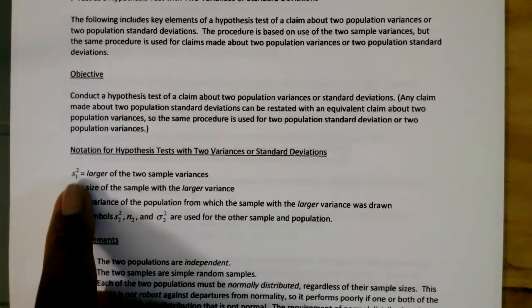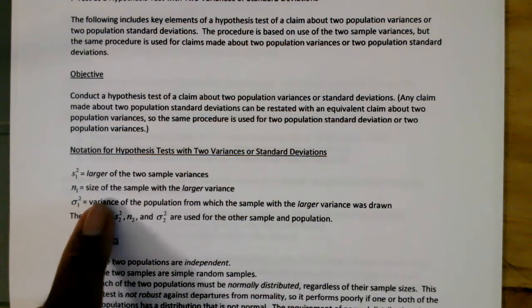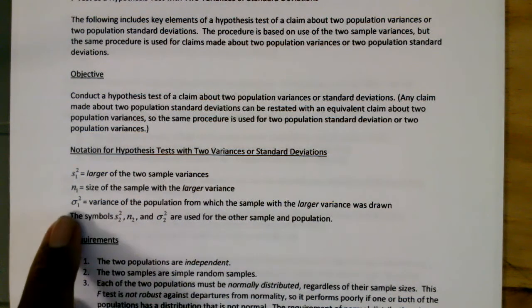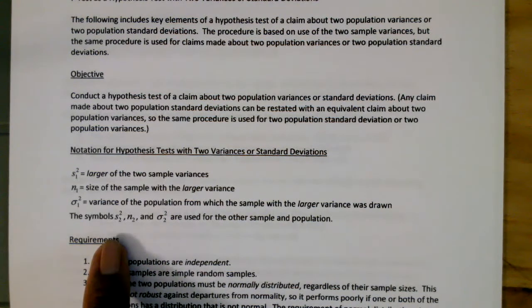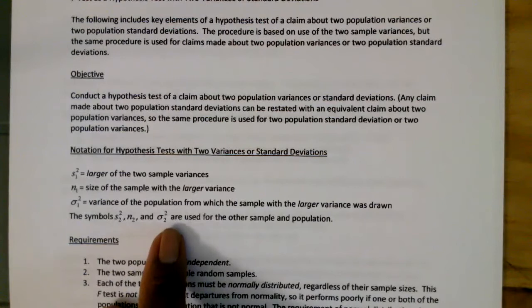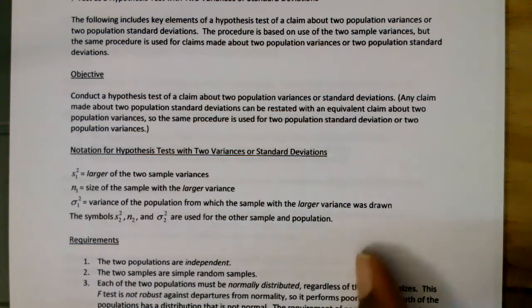Here's our notation. S1 squared is going to be the larger of the two sample variances, and N1 will be the size of the sample with the larger variance. Okay, and then sigma 1 squared will be the variance of the population from which the sample with the larger variance was drawn. And the symbols are the same for the other population: S2 squared, N2, and sigma squared sub 2. Okay, so those are used for the other sample and the population.